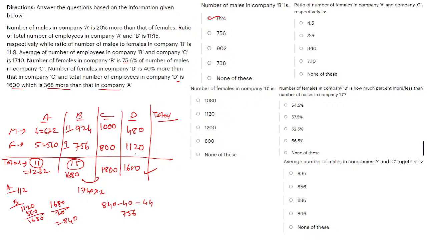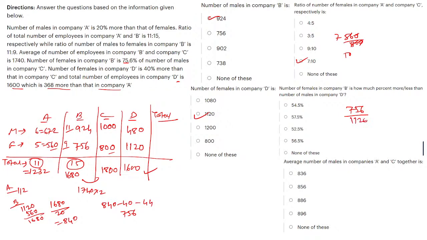Number of females in company D, that is 1120. Right. Ratio of the number of females in company A and C. Females in company A and C, 560 and 800. So 560 by 800. This is 7, this is 10. So 7:10 is here. Number of females in company B is how much more than or less than number of males in company D? Number of females in company B, that is 756. How much more or less than that of company D?